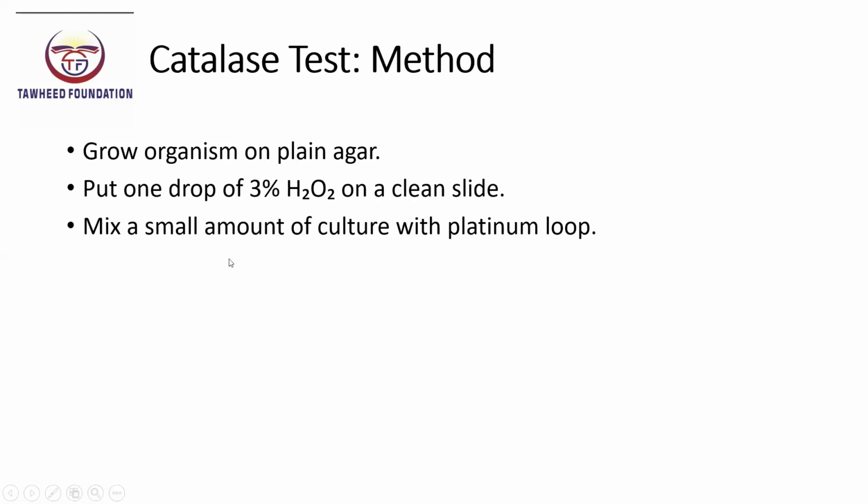For the tube method, place 1 or 2 ml of 3% hydrogen peroxide in a test tube. Using a sterile loop, pick bacteria from the culture and immerse them in the hydrogen peroxide. Observe for effervescence of oxygen bubbles.